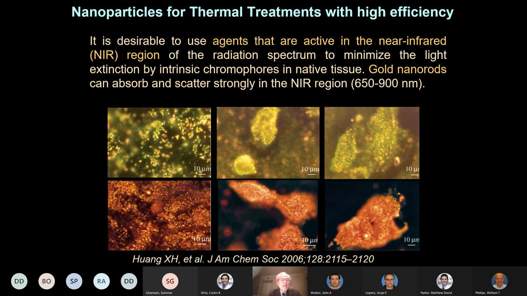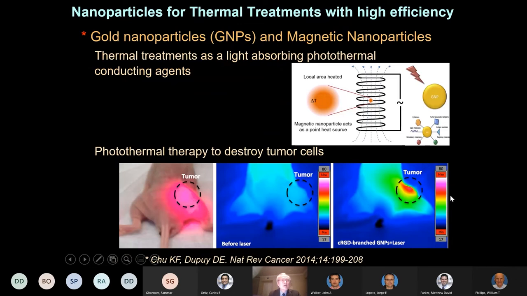I agree with the opinion saying it is desirable to use agents that are active in the near infrared region. Gold nanorods can absorb and scatter strongly in the NIR region. Here you can see beautiful images of gold nanoparticle rods. Recently, various nanoparticles, including gold nanoparticles and magnetic nanoparticles, have been actively studied, particularly for thermal treatment as a light-absorbing photothermal conducting agent, and especially for photothermal therapy to destroy tumor cells.